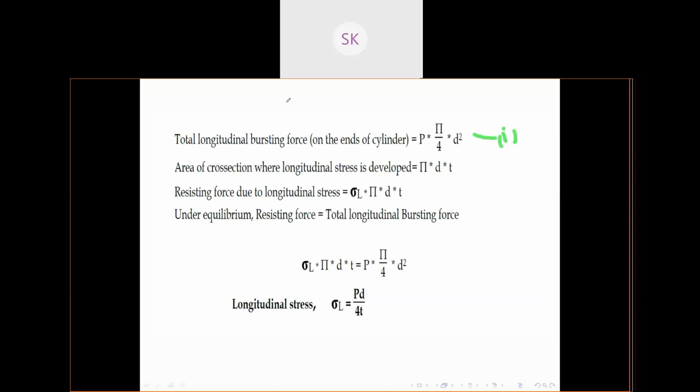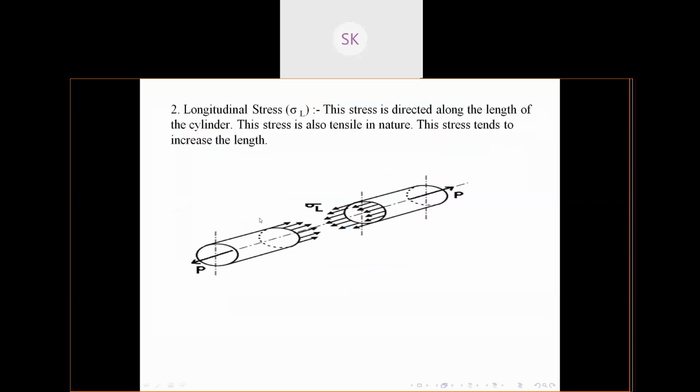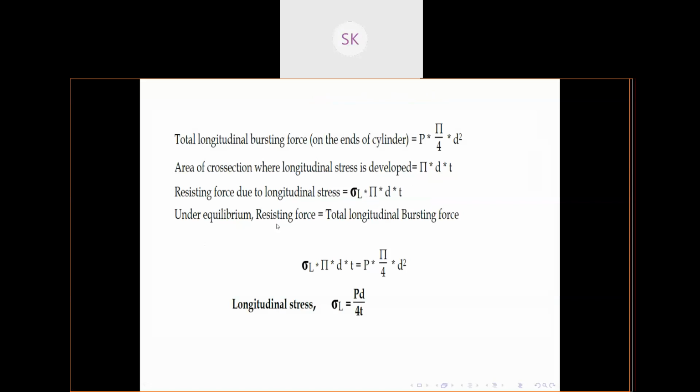Pressure is equal to force per unit area, and we need the bursting force. So bursting force is nothing but pressure into area. The area of the container is pi by 4 d square, and P is the pressure of the liquid. So this is one equation. Now the resisting force will act only on the circumference of the cylinder, which is pi d t, and the stress is sigma L. So the force is sigma L pi d t. This is equation 2, and that was equation 1. To be stable, these two forces should be equal. So we equate these two values and get the longitudinal stress sigma L as PD by 4T.